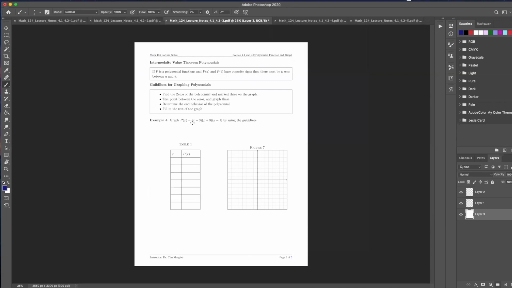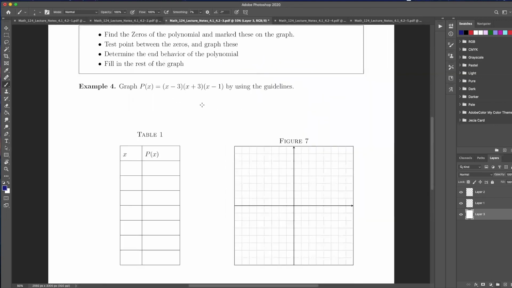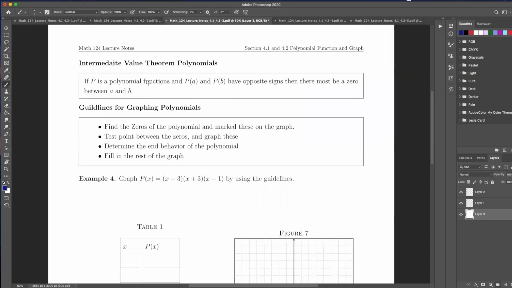All right, so let's figure out how to do this. Intermediate value theorem. If P of A and P of B have opposite signs, there must be a 0 between A and B. It's basically going off of continuity. If I was negative and then I'm positive, that means at some point I went through the 0. That's all it really means. I don't think we're going to use that too much.